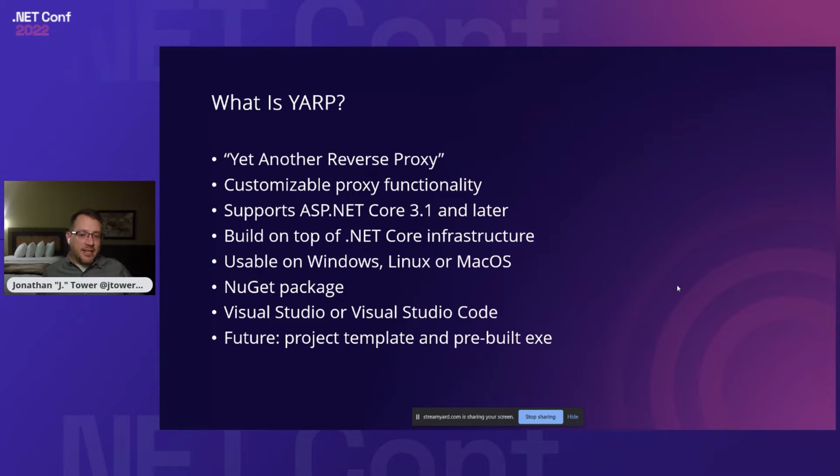It's super easy to get it into your project. It's just a NuGet package that you bring into your project, and then you're able to start setting it up. You can also use it in both Visual Studio and Visual Studio Code projects, and the team plans to add lots of other great new functionality in the future, including a pre-built executable so that you can run YARP at a command line, and also a bunch of project templates, as well as a bunch of other really great improvements.